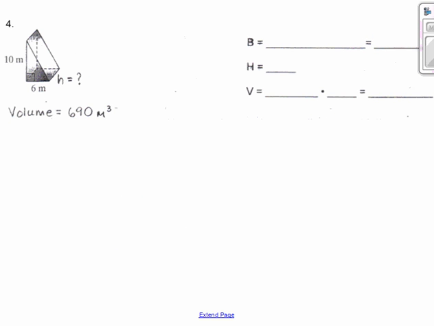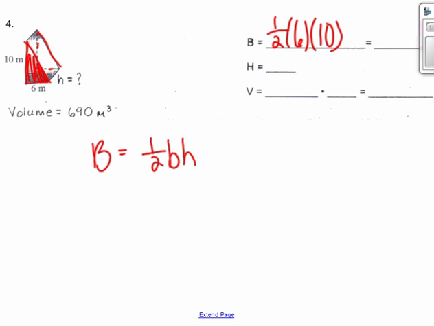Example 4 is an algebra problem. What do people mess up? They mess up what the bases are. Remember, your bases are parallel. So this is a base, and this is a base of your prism. So your base is a triangle, so 1/2 base times height. So to figure out the area of my base, since this is a right triangle, I'll go 1/2 base 6 times height. So when I multiply that out, I get 30 meters squared.